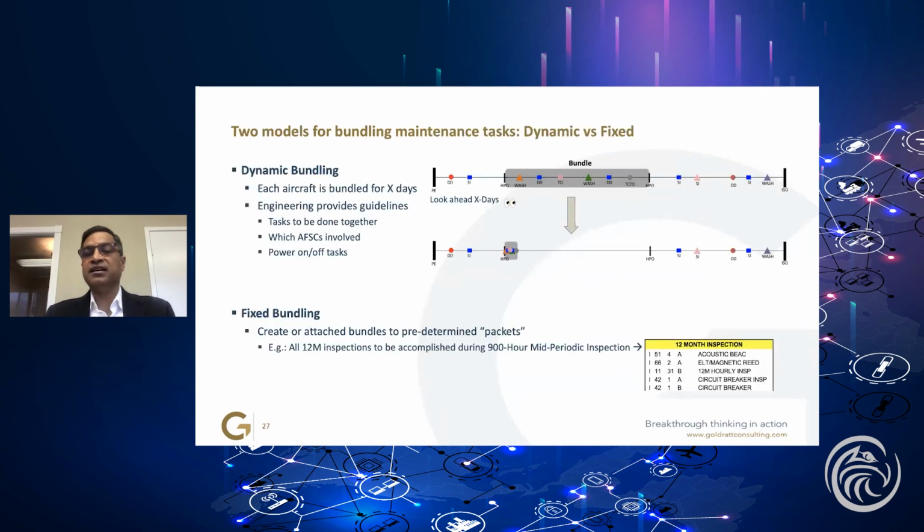Now, there are multiple strategies for bundling. For the sake of simplicity, they are broken into dynamic bundling and fixed bundling. In dynamic bundling, you take a certain aircraft and bundle for X days. Then you take the next aircraft and bundle for X days, and so on. Of course, you can ask engineering for guidelines, and the bases decide how to do this. In fixed bundling, you use some pre-existing bundles and latch on the small tasks and attach them to them, or create some new bundles. So either model will work.